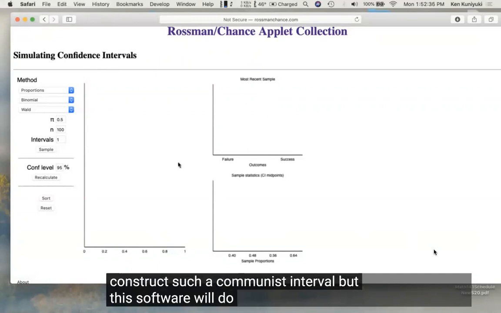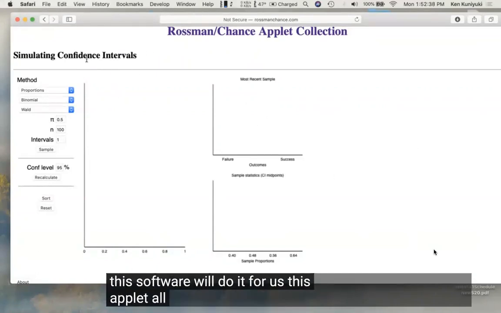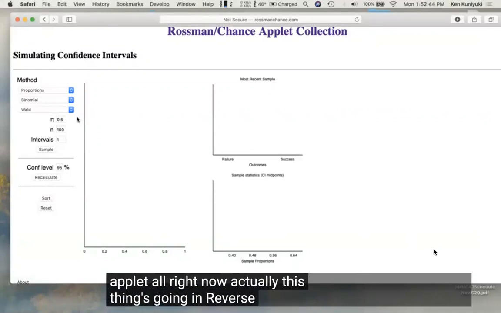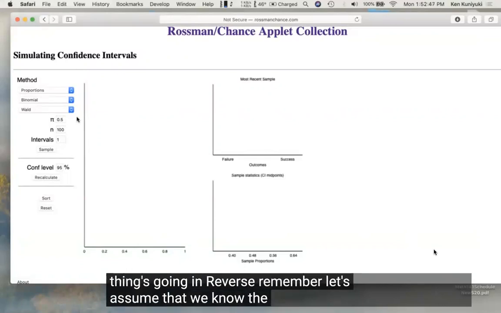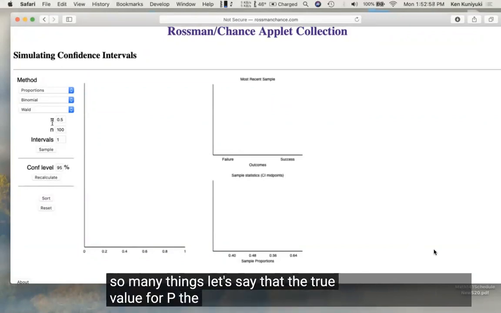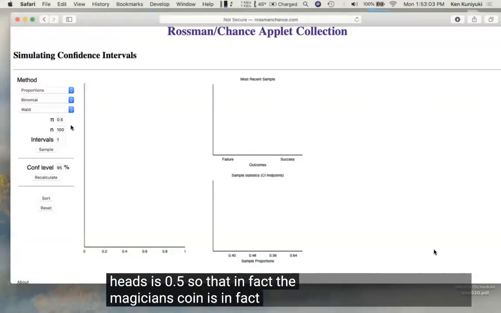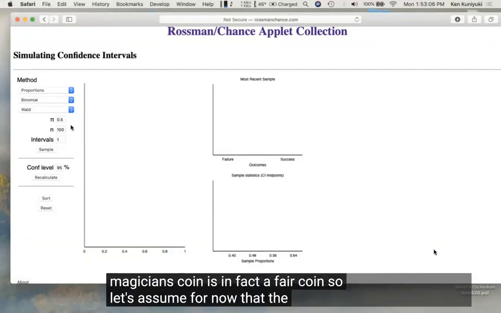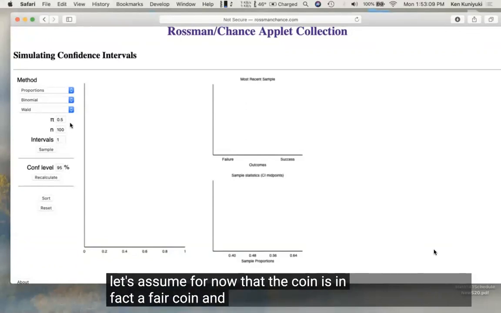But this software, this applet, will do it for us. Now, actually, this thing's going in reverse. Remember, let's assume that we know the actual value for p. Actually, Professor Rosman preferred using pi instead of p since we use p for so many things. But let's say that the true value for p, the true probability of heads, is 0.5, so that the magician's coin is, in fact, a fair coin. So let's assume for now that the coin is a fair coin. And let's agree to flip it 100 times. N equals 100. That's the number of trials.